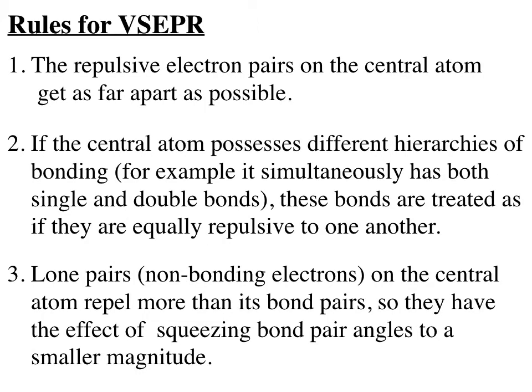Now then, let's give the rules for VSEPR theory. There are 3 rules that are fairly simple, really, after you get a little bit of practice with them. And these will govern, ultimately, the shape of molecules, whether they have a single center of bonding or multiple centers of bonding. First, the repulsive electron pairs on the central atom get as far apart as possible. Now, let's add one more word into that one: the repulsive valence electron pairs. Let's make that clear. We're talking about valence electrons only.